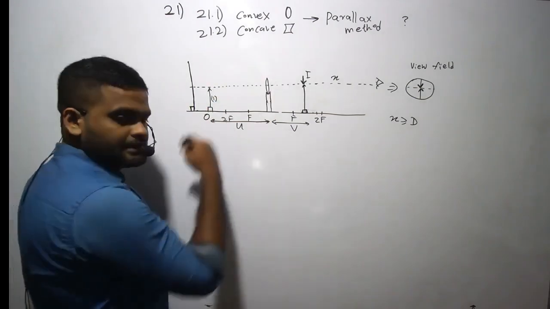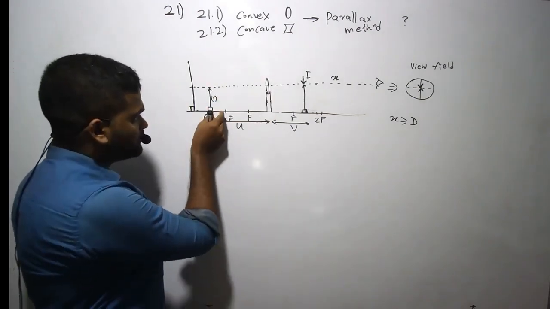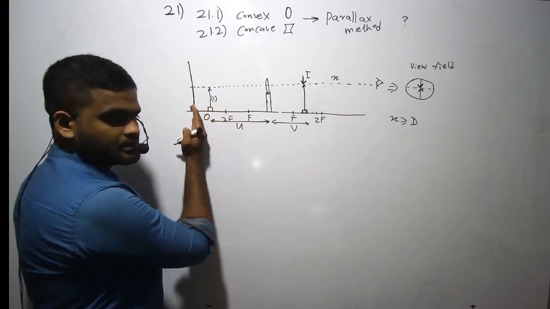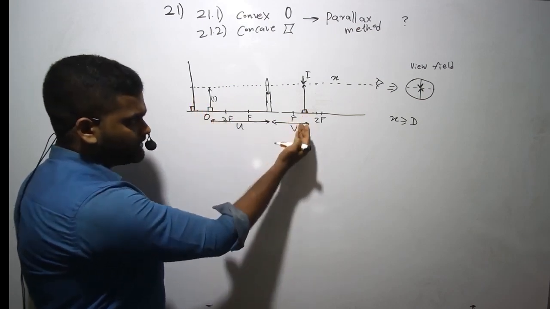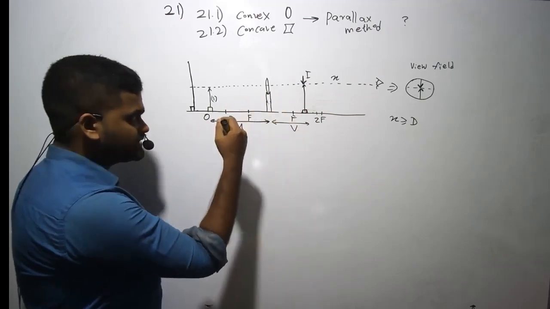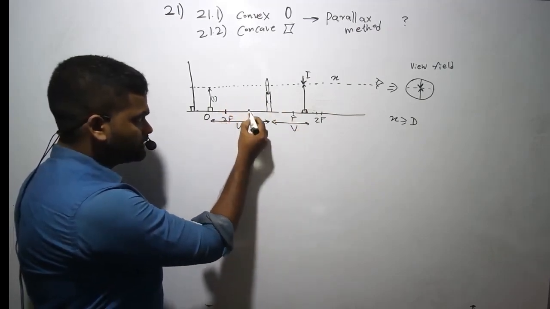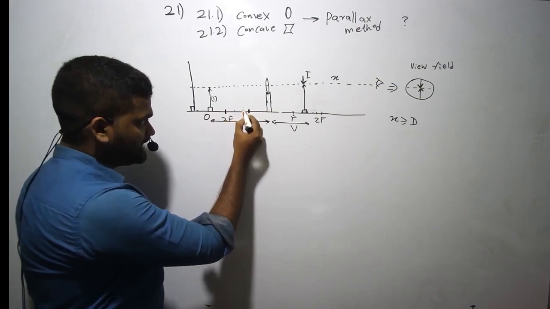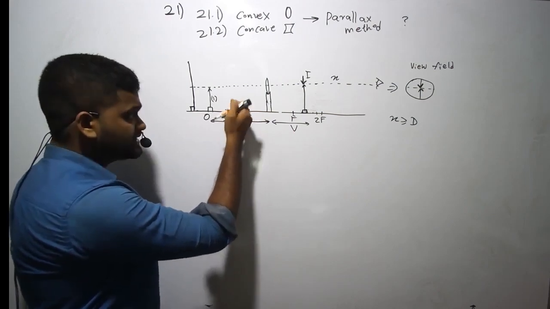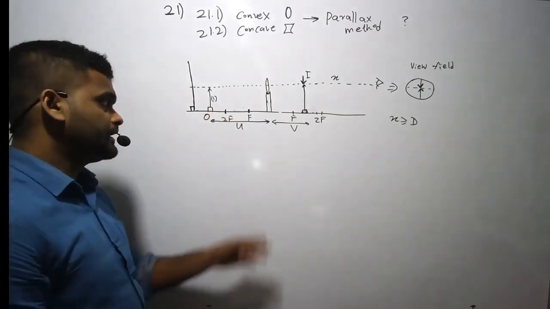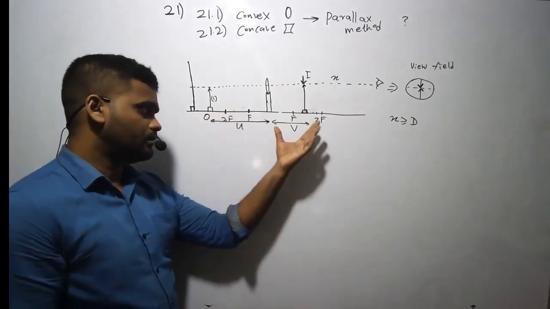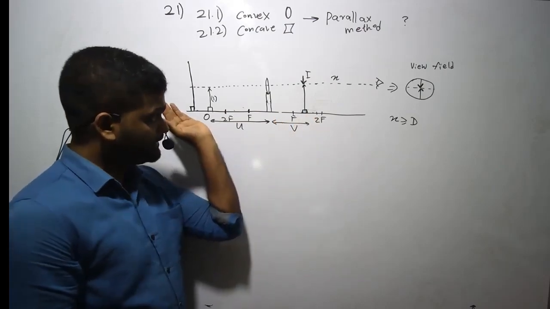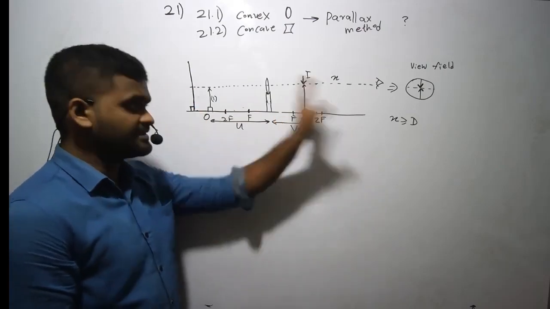So like this, you can position the object pin beyond 2F at 2 locations and get 2 values for v. So you have 2 coordinates. Then again you place this object pin at 2 other locations and get another 2 readings, 2 values for image distance. Similarly, you have to follow the exact method.